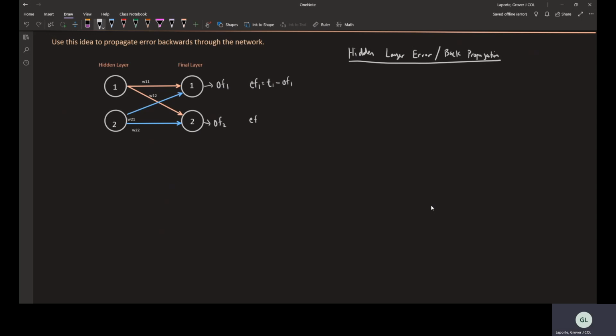The error in the final layer is easy, right? You just take whatever the target was and subtract whatever the output was. So the error here is pretty straightforward, and we'll summarize this in a second. But what I'm concerned with is the error in the nodes in the hidden layer.